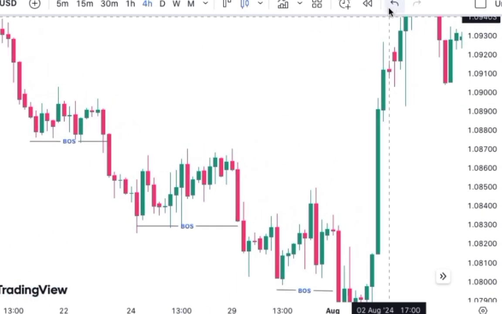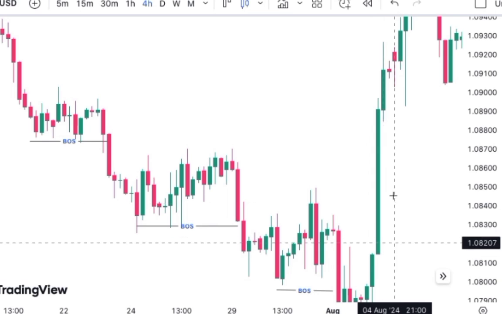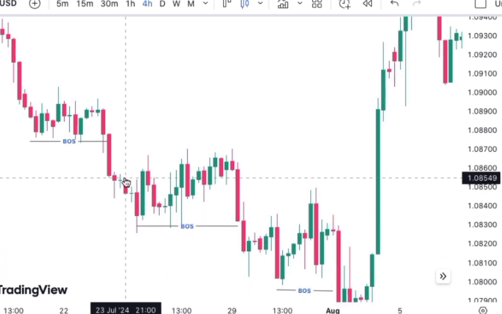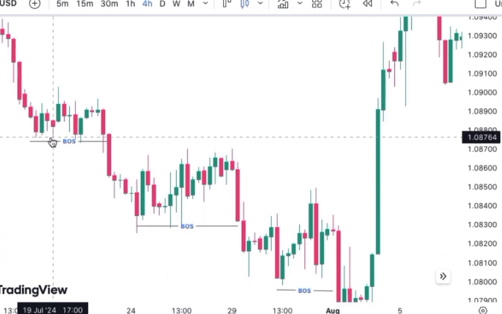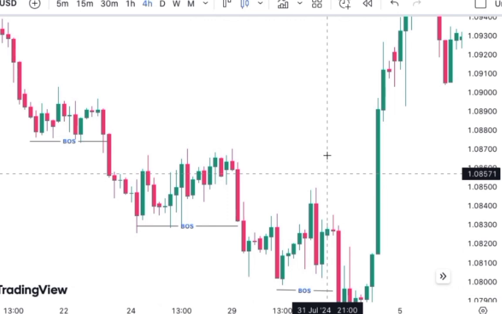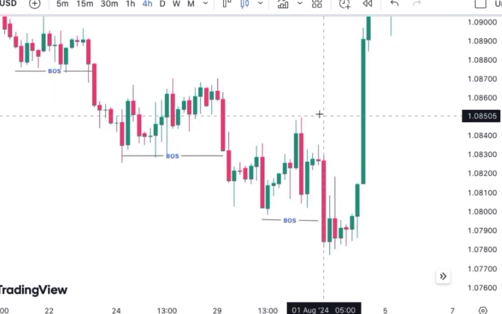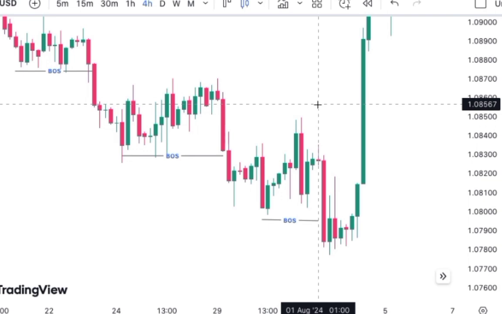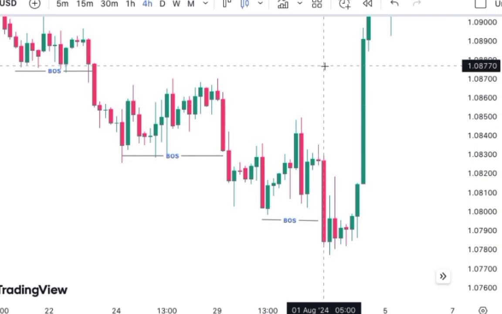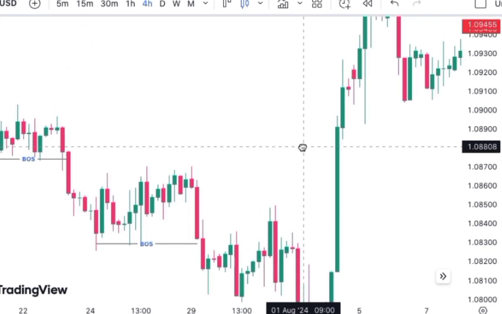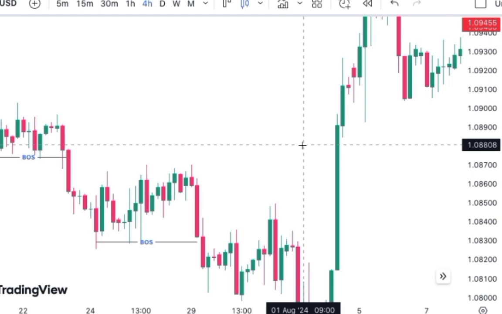You won't have been able to enter this buy right here because there was no confirmation. It was breaking to the downside, break of structure, break of structure, break of structure. But the moment it didn't break this structure and it broke the high of it, that is a signal that we are shifting from selling to buying. So what you will do is wait. Forex trading is a waiting game, so you wait.